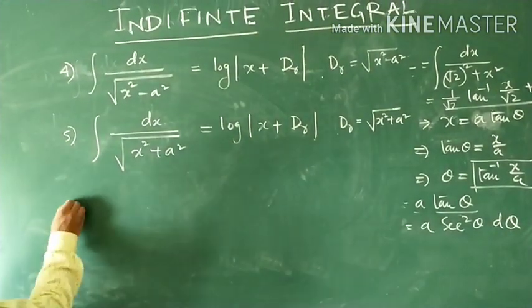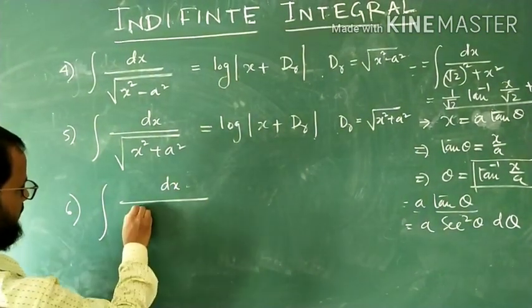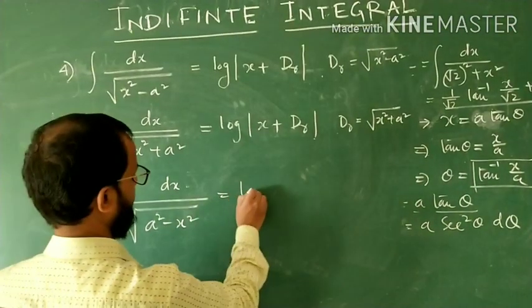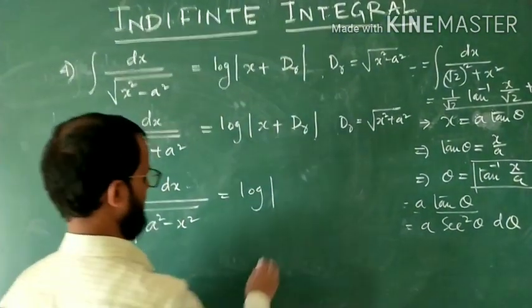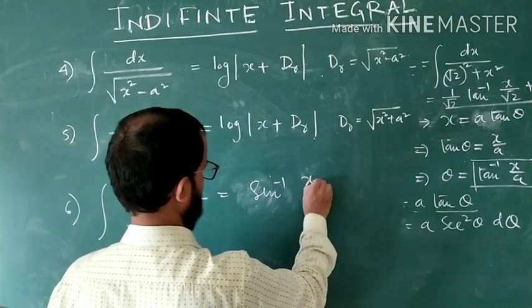Number 6, integration dx by root over a square minus x square equals log modulus, I'm sorry, here it is sin inverse x by a.